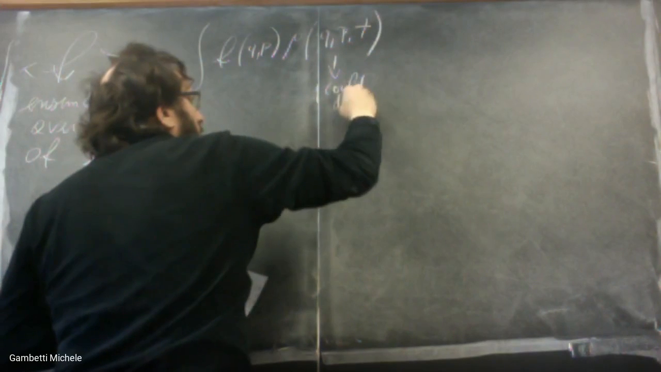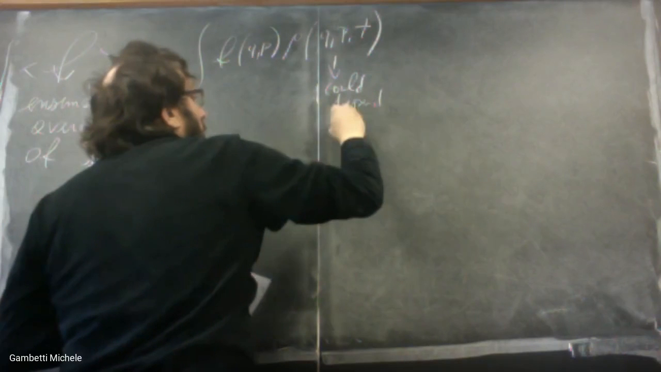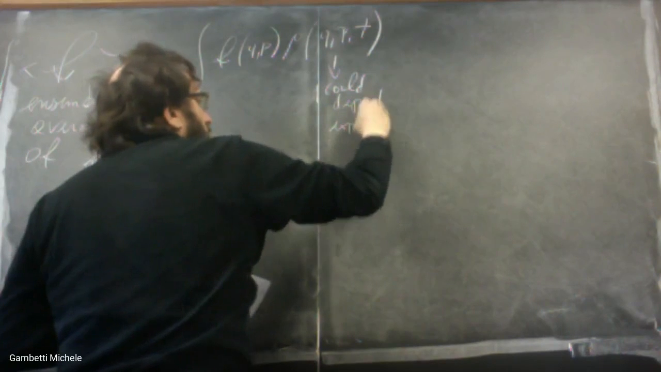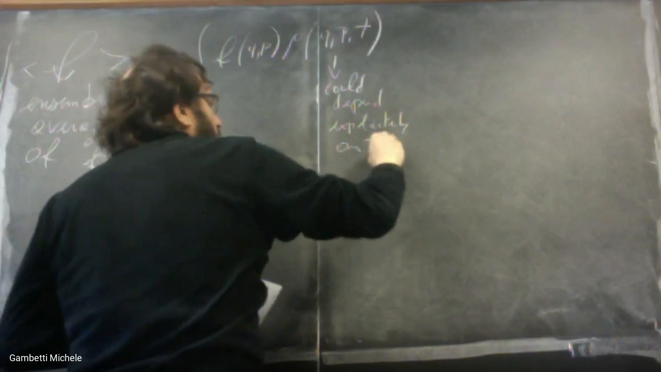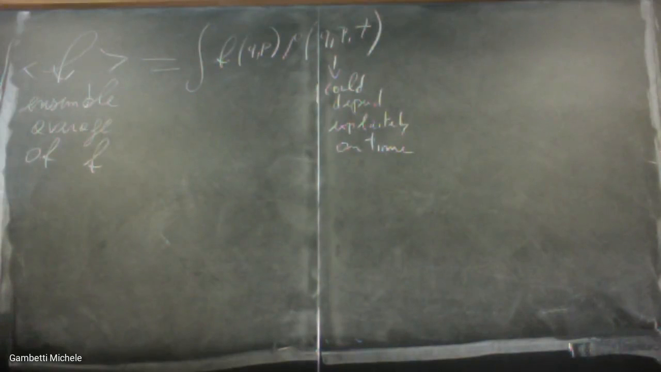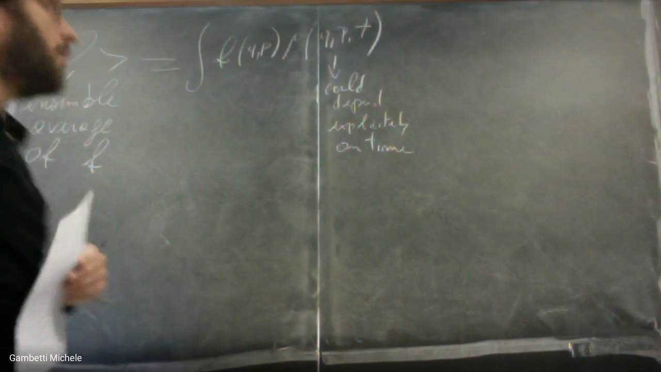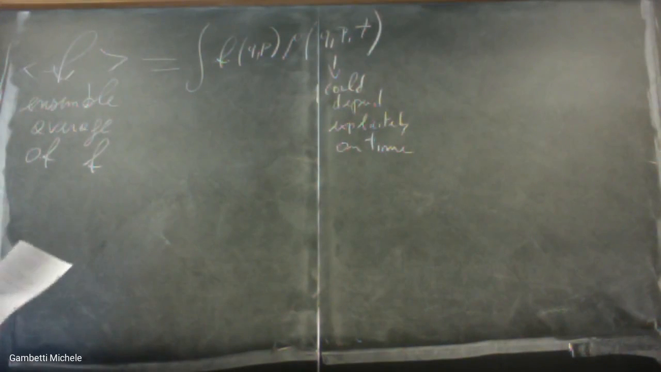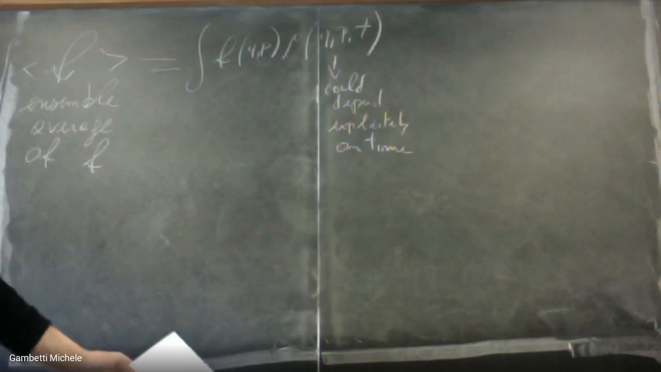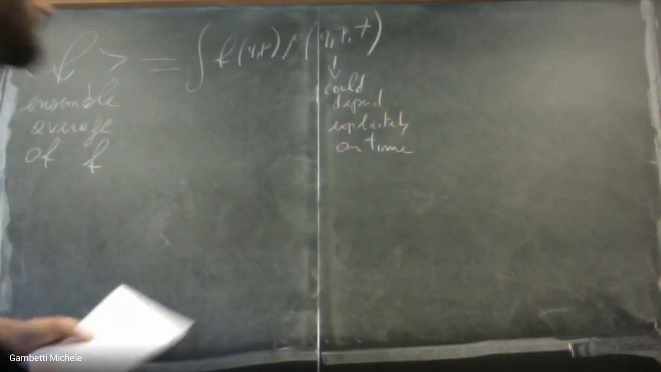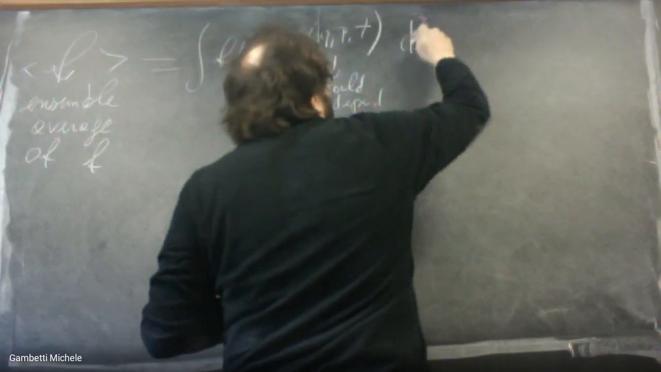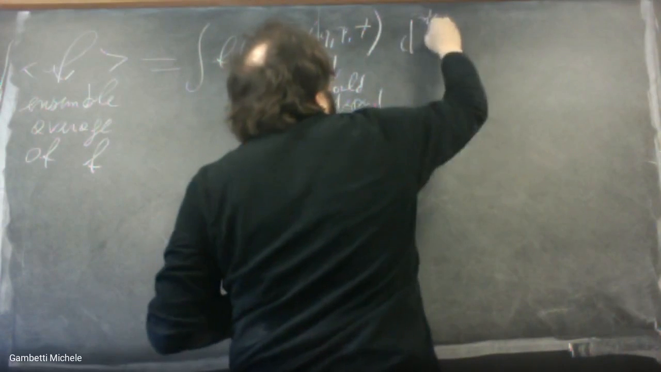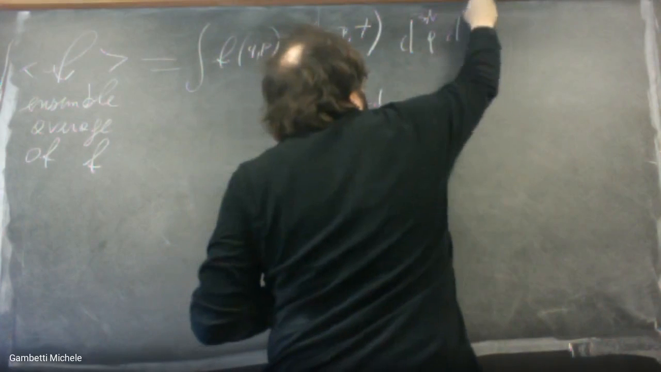this could depend explicitly on time. In principle, I could have a dependence on time. I will come to this in a moment, but to be general, I have to put an explicit time dependence. And then this integral is done over the phase space, so d3N q and d3N p.